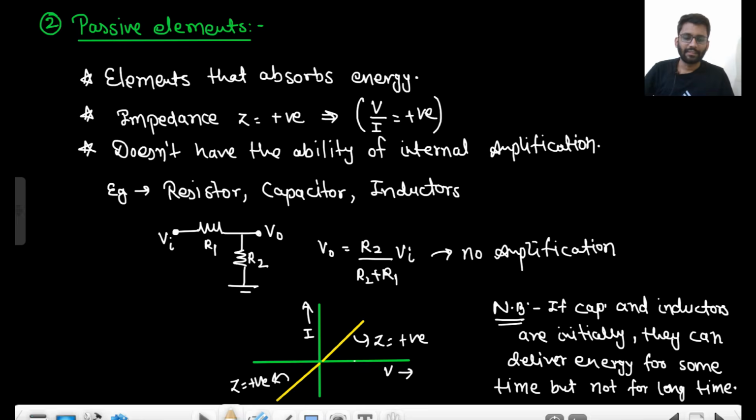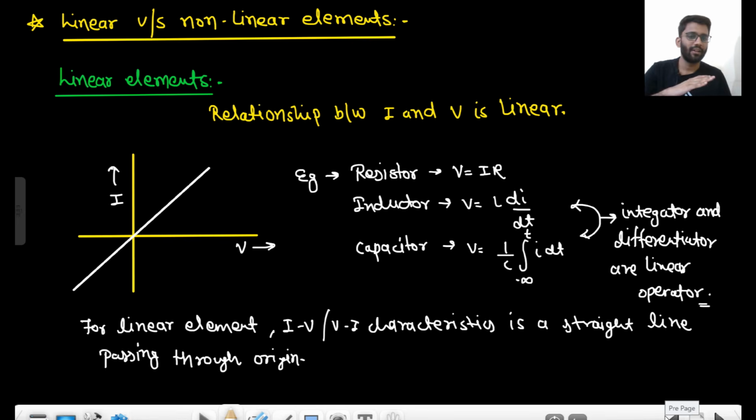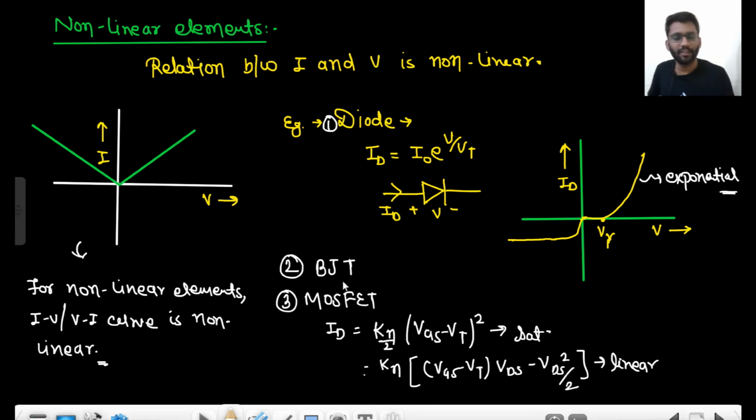So let's revise it once again, whatever we have studied in the classification. First, we studied the linear and non-linear element. For a linear element, it should be a straight line passing through the origin. So the relationship between I and V is linear: V equals IR, V equals L dI by dt, and V equals 1 by C integration of I dt. Then we studied the non-linear element.